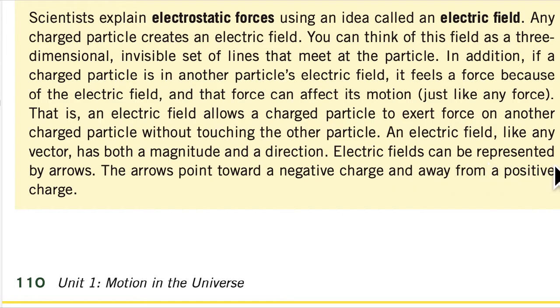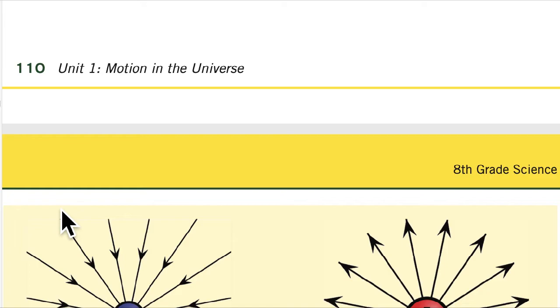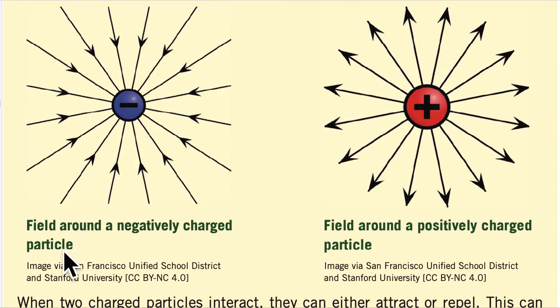Electric fields can be represented by arrows. The arrows point towards a negative charge and away from a positive charge. Field around a negatively charged particle. Field around a positively charged particle.